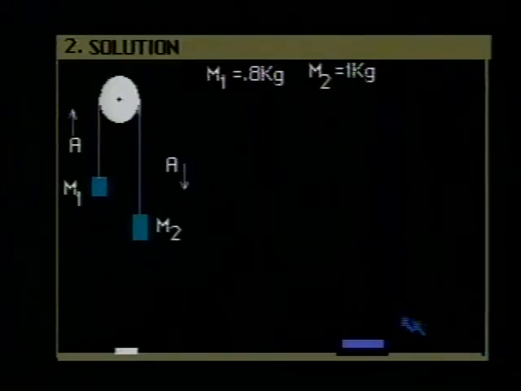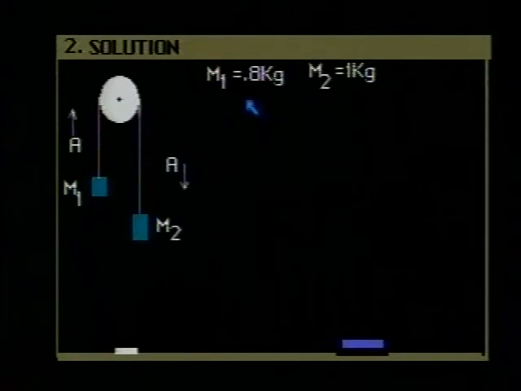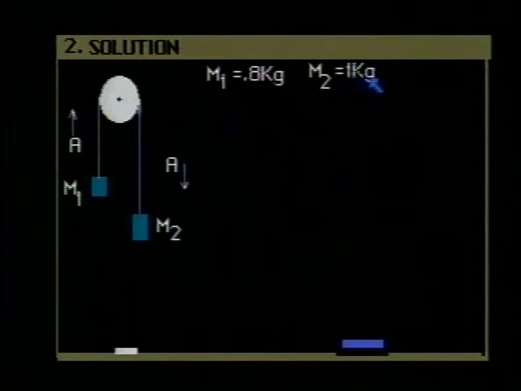Here is a diagram of our problem. I have let the 0.8 kilogram mass be labeled M1, the 1 kilogram mass be labeled M2. M1 accelerates upwards with an acceleration that I've labeled A. M2 accelerates downwards with the same acceleration A, but in the opposite direction.